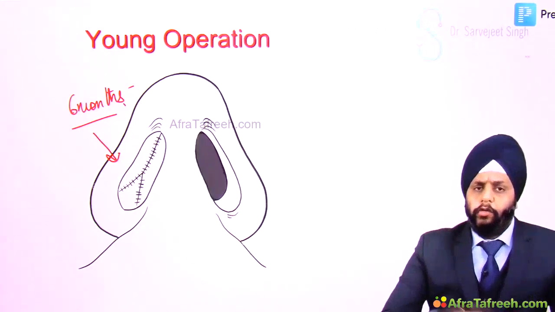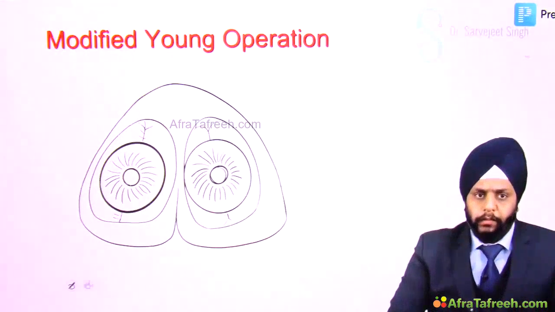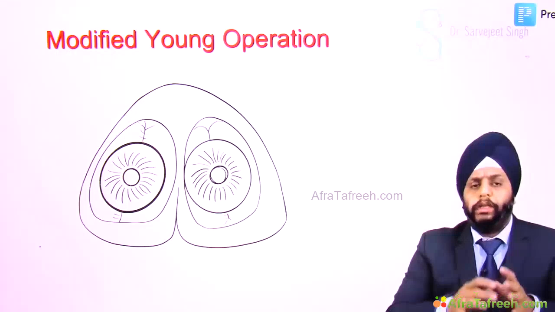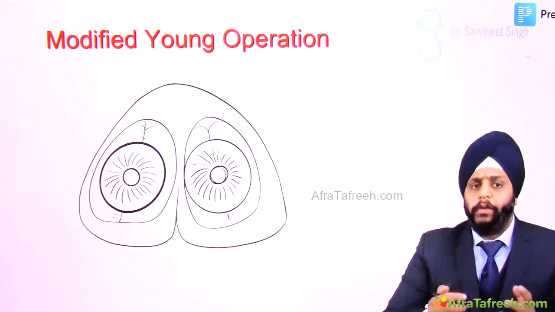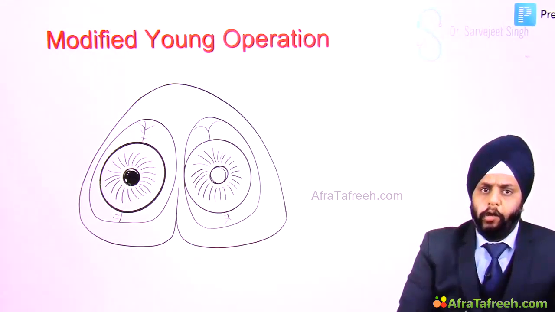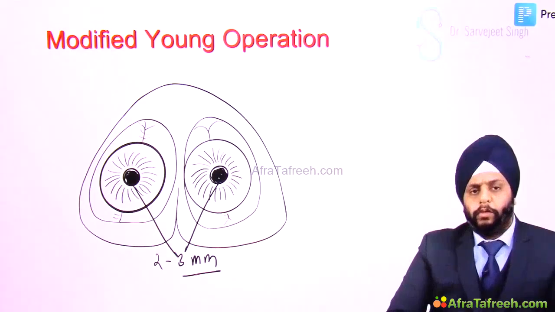Now, instead of doing Young's operation, we can also do modified Young's operation. So what do we do in modified Young's operation? We close both the nasal cavities at the same time. So how will the patient breathe if we close both the nasal cavities? We keep a small opening in the center of each nasal cavity. You see over here, in both of these, we keep a small opening of approximately 2 to 3 millimeter size. Through this the patient can breathe.